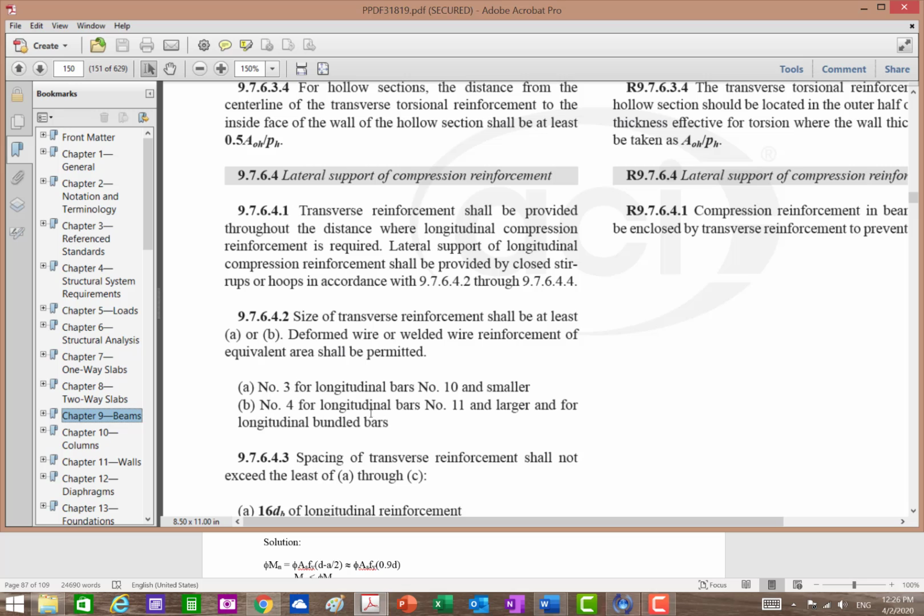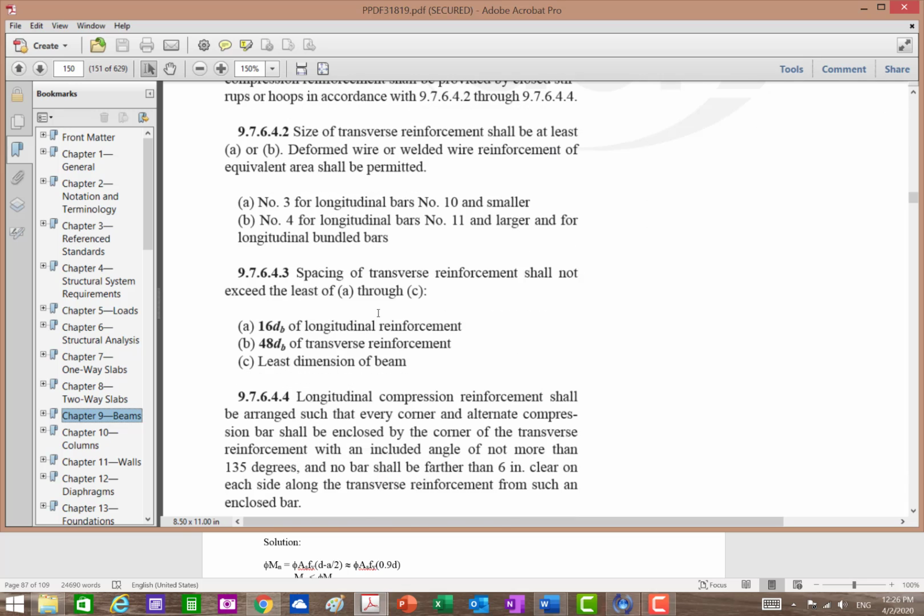Not only that, these stirrups, ties, because they had to be ties, had to be completely closed. Okay, they cannot be open. They had to be closed. You also have the requirement of the spacing, the spacing of these ties, let's call them ties because they're closed.